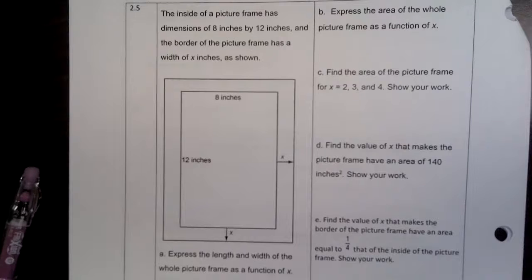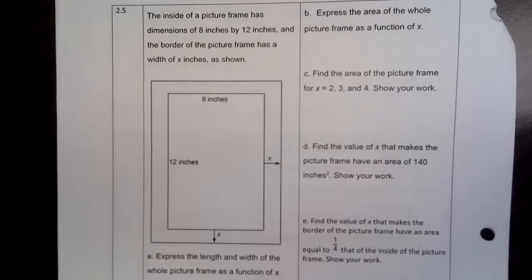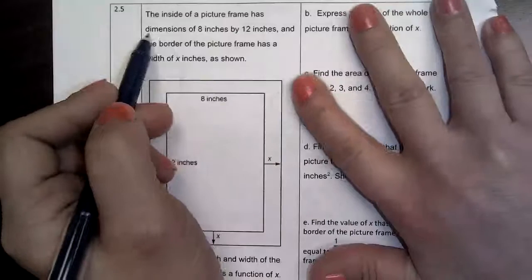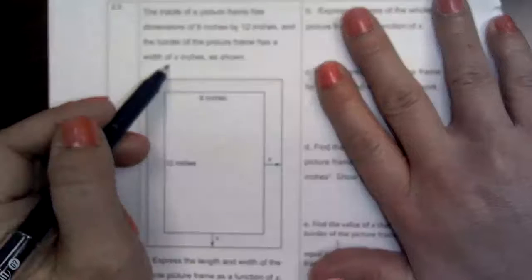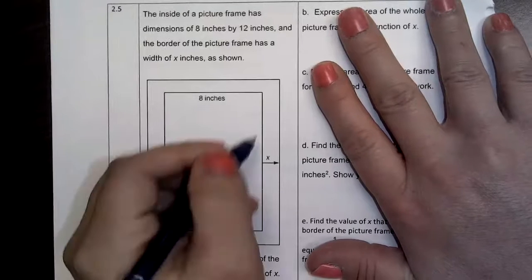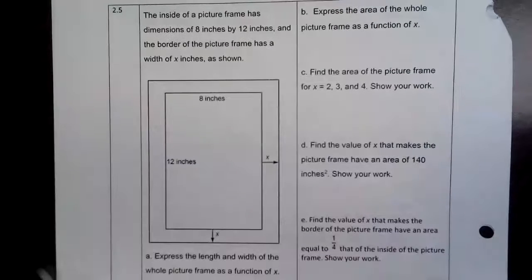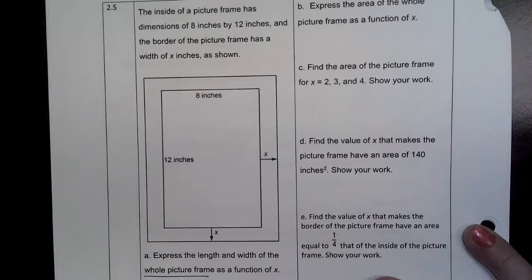Okay, today we're going to do 2.5. So this is pre-calculus 2.5. The inside of a picture frame has dimensions of 8 inches by 12 inches, and the border of the picture frame has a width of X inches as shown. Okay? So common problem in calculus classes, area problems. A says express the length and width of the whole picture frame as a function of X.